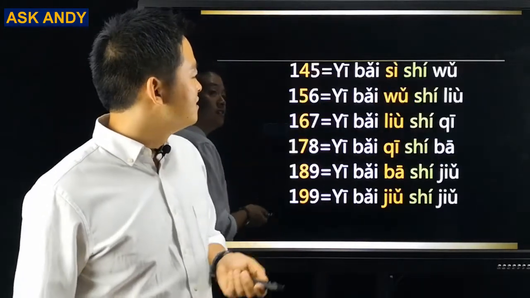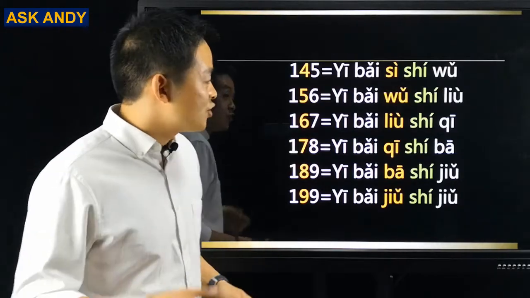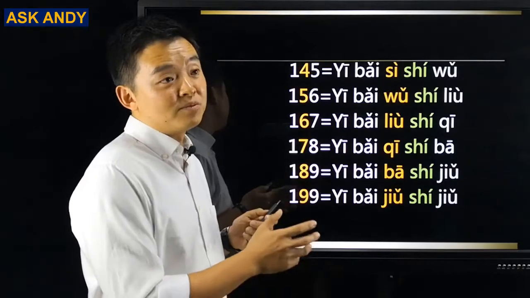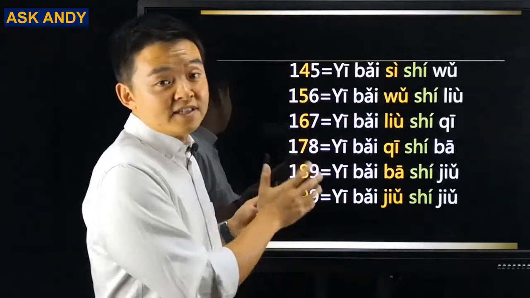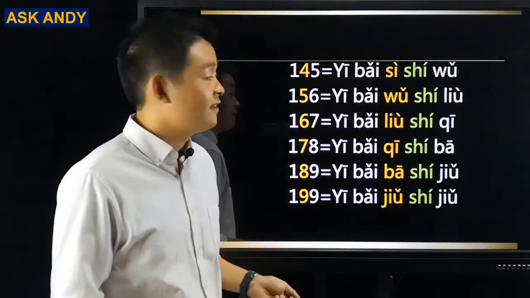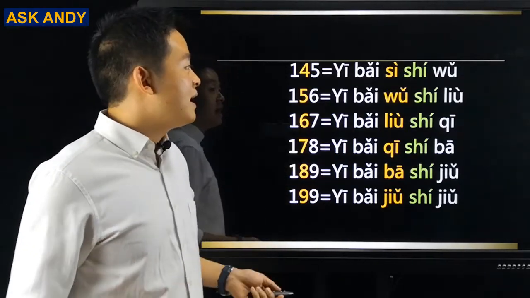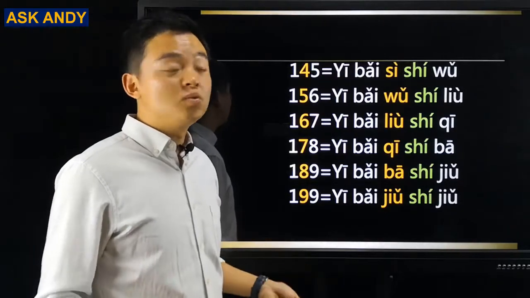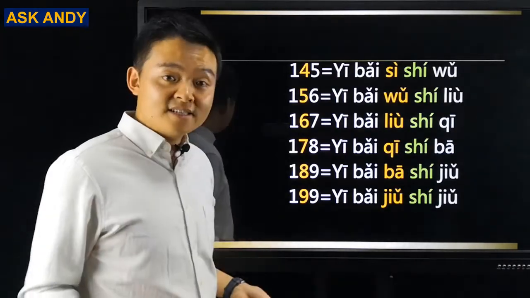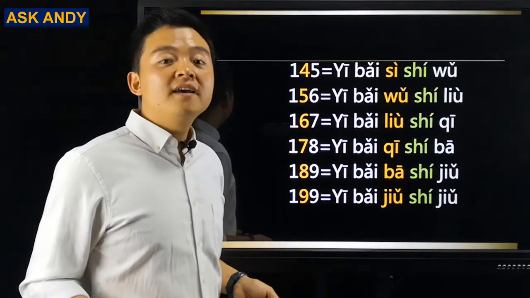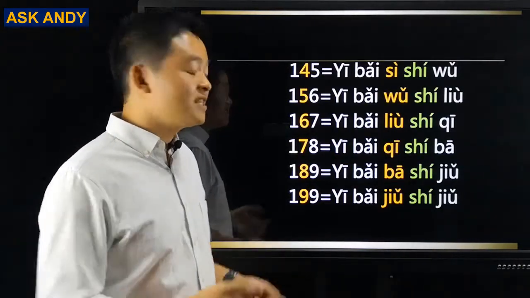Let's move on for this one. So remember, when we have another syllable, it can be a number, it can be something else, after that 10, we need to keep that 10 there. So 145, it will be 145, 156, 167.